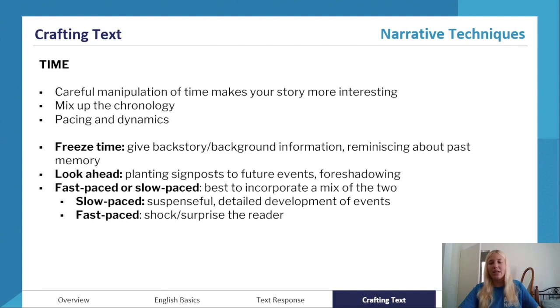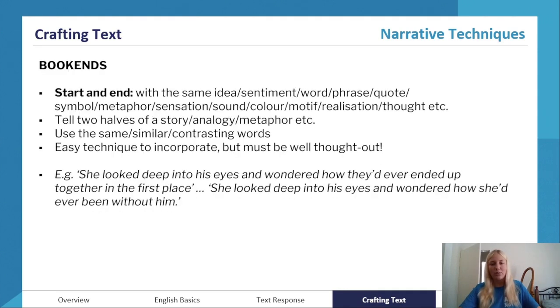And some narrative techniques to make things more interesting. You can mix up time to make your story more interesting. This won't work for every text type, but if you are writing a bit of a story format, diary format, it does work for a lot of text types. And some things you can do are like freezing time, stopping time to give more information, looking ahead, flashbacks, and changing the pace. And you can do that for your sentence lengths as well, as we looked at.